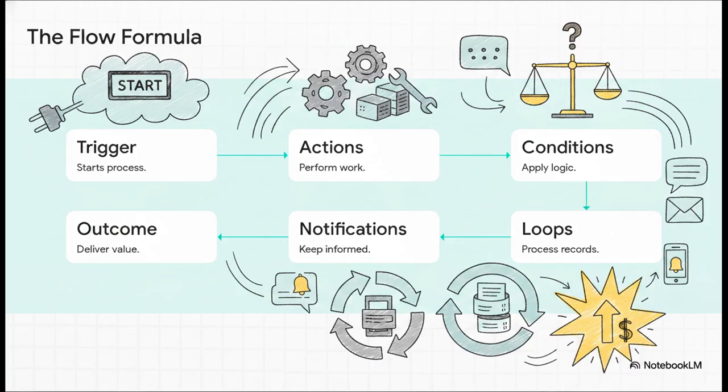You start with a trigger, then actions perform the baseline work. Conditions apply your business logic. Loops process your multiple records. Notifications keep the human beings informed, and all of this culminates in a clear outcome. You are following a structured formula to deliver understandable, scalable business value.